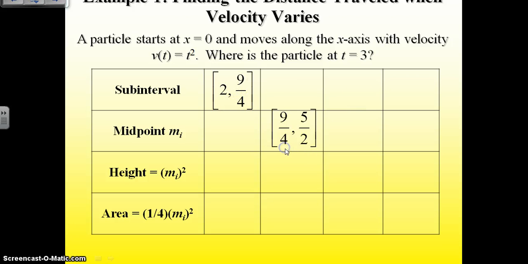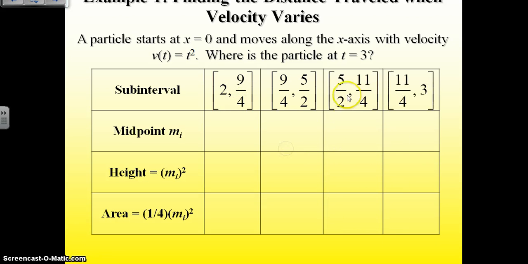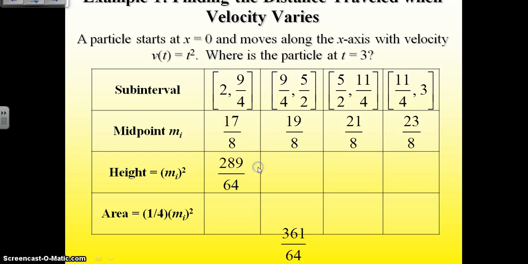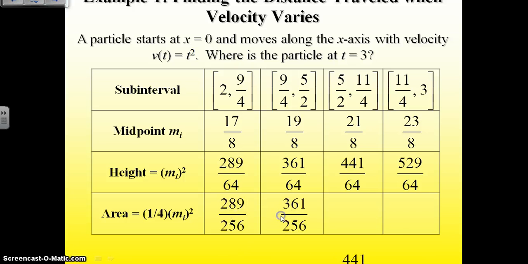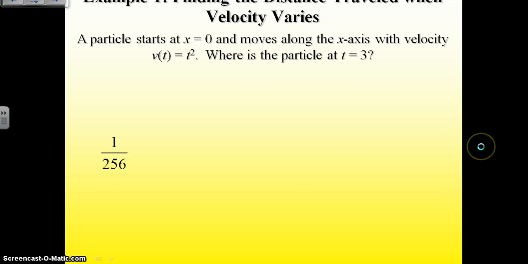So 2 to 9/4, 9/4 to 5/2. And you may say, well, how am I getting these numbers each time? Well, remember, going by 1/4. So if you take 2 and add 1/4, you get 9/4. 9/4 plus 1/4 is 5/2, and so on, if you're not real sure how I got those numbers. Midpoint of each, add them up, divide by 2. There, there, there, and there. Height, we square each of those. And then for the area, you multiply each of those by 1/4. So again, pause the video if you need. Otherwise, we go on. Now, what do we do with all these numbers?